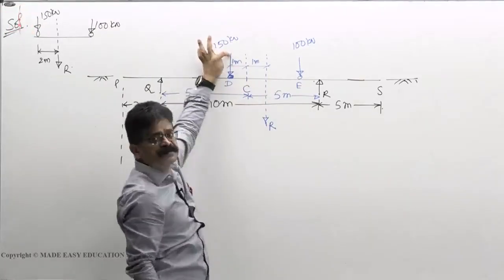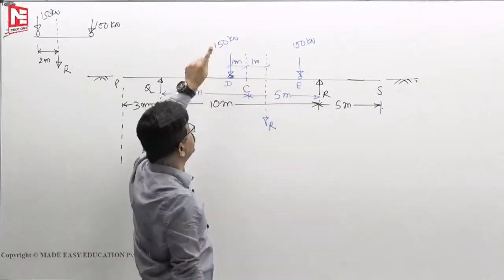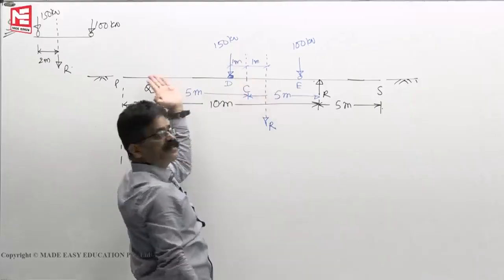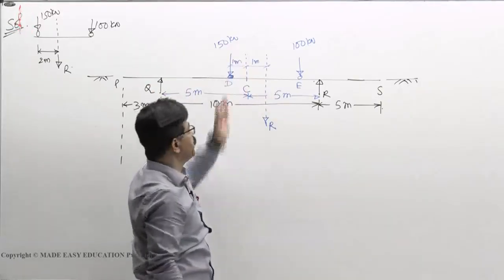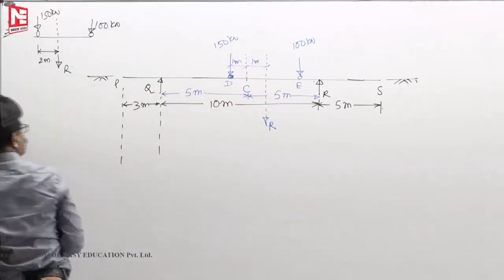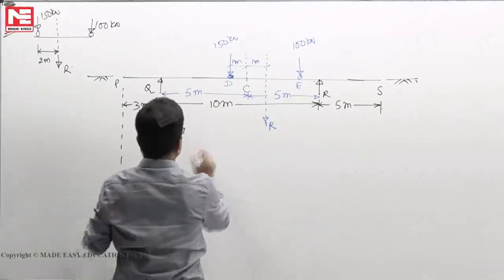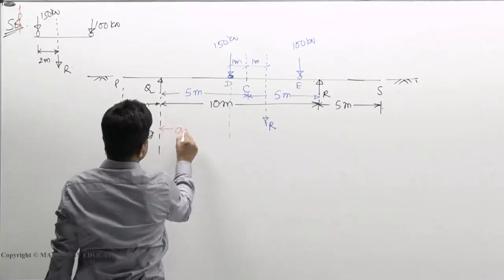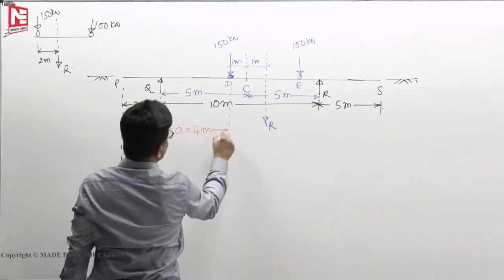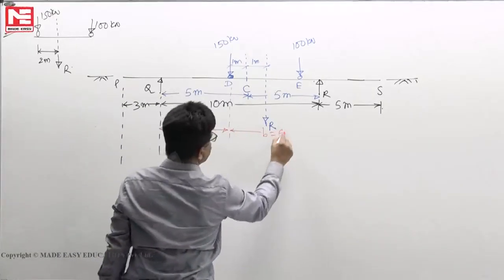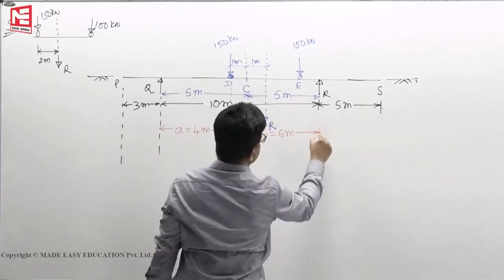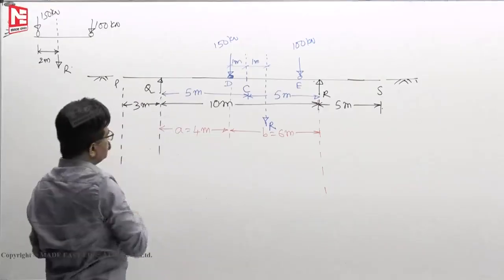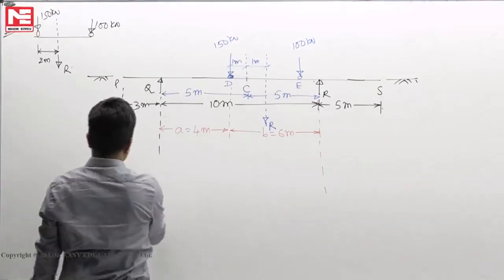So you will get absolute maximum positive bending moment under the 150 kilonewton load when this is at a distance of 1 meter from the left support, 1 meter from center. So this point, now let us see. Now this distance we take as, say, A. A now becomes 4 meters, this becomes B, 6 meters. Now these overhangs, we are not interested in.